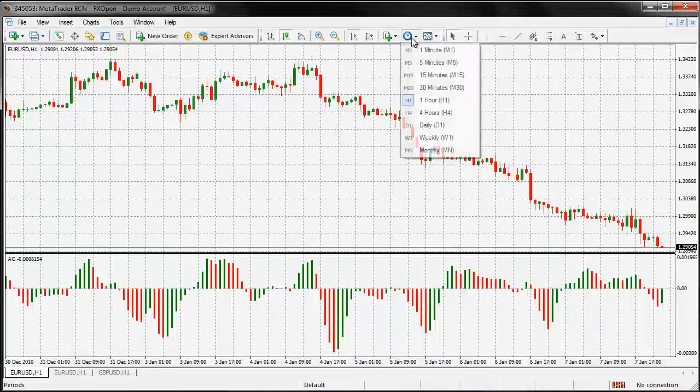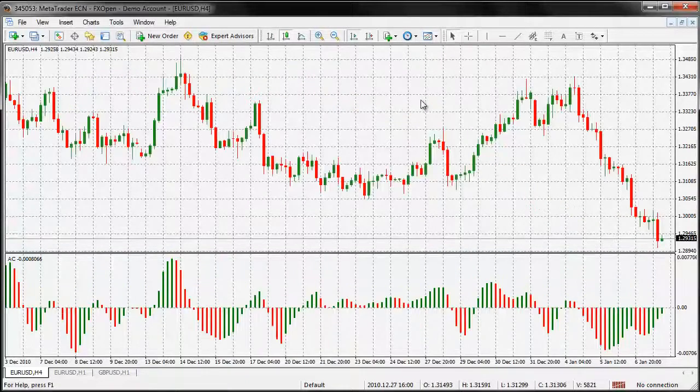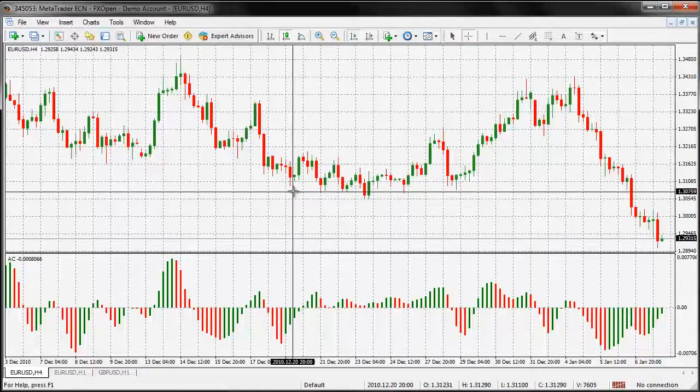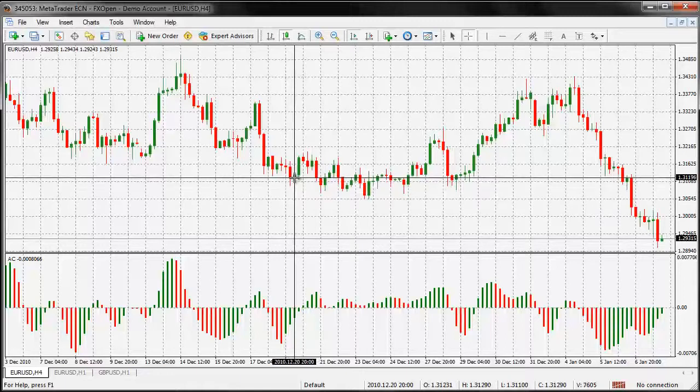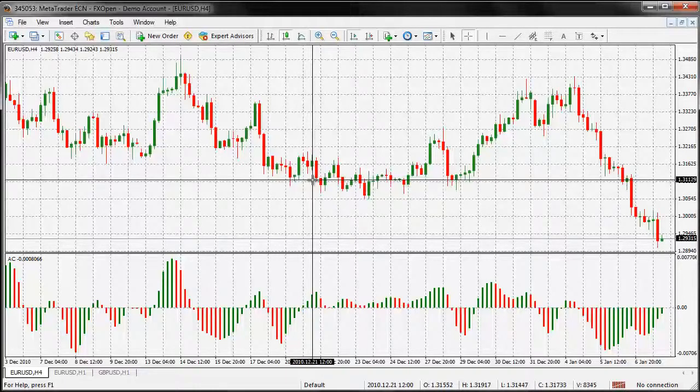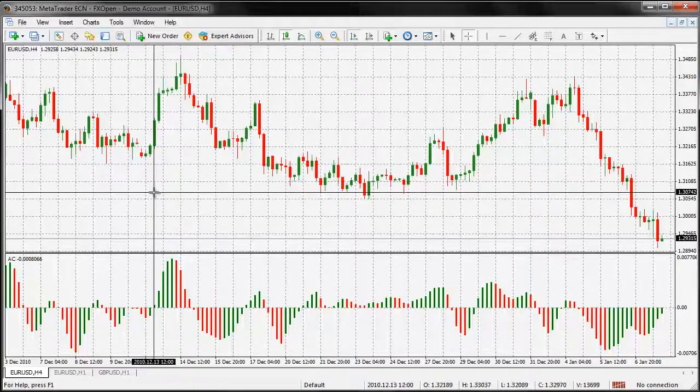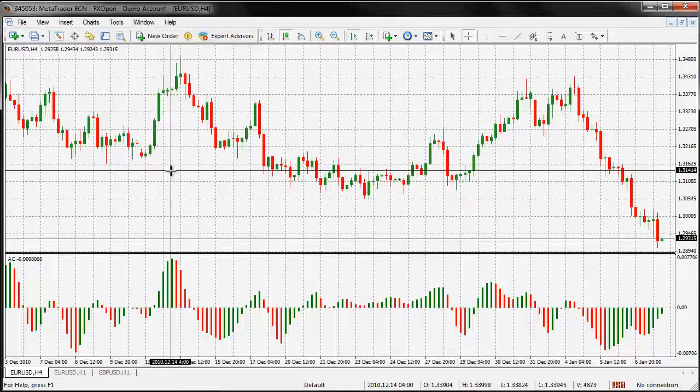Alright, but if we switch to the 4-hour time frame, we should be able to gain a little bit more out of this trade, out of this particular currency, out of this currency pair. Alright, so we're looking for the same rule again. Now, sometimes you have to modify your strategy when you go up to a higher time frame.